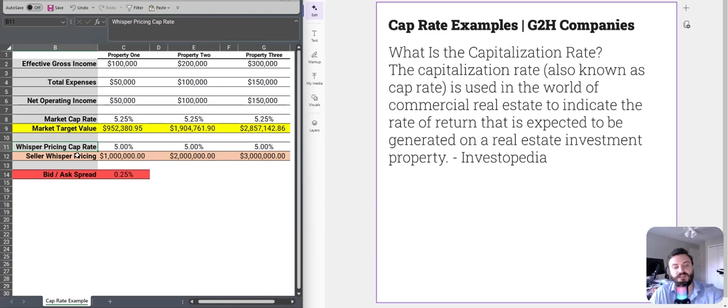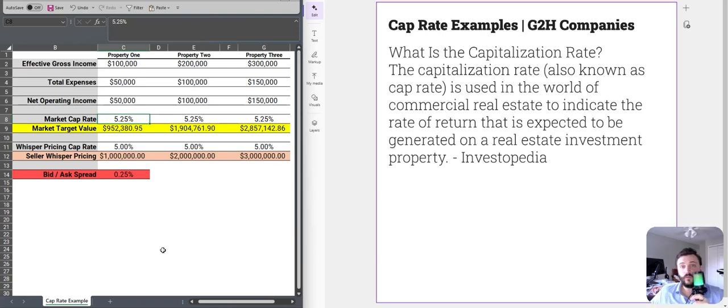So what you see here is that the market cap rate is 5.25 in this hypothetical example, and the whisper cap rate is 5, which means that there is a bid-ask spread of 25 basis points. So you'll hear that a lot. People say, oh, well, when are we going to close the bid-ask spread? That's all it means, is that the market is saying this is worth 5.25, and the seller, the person who controls the asset, is saying it's worth 5.